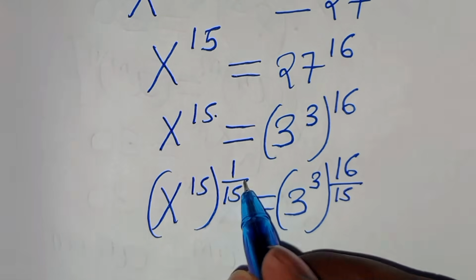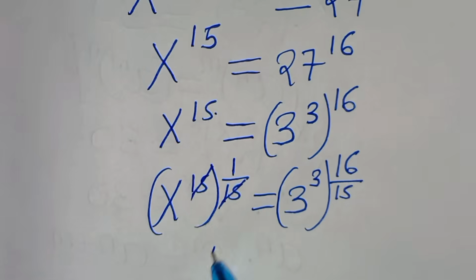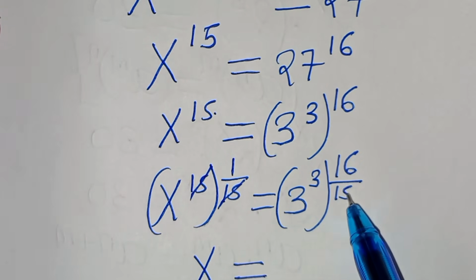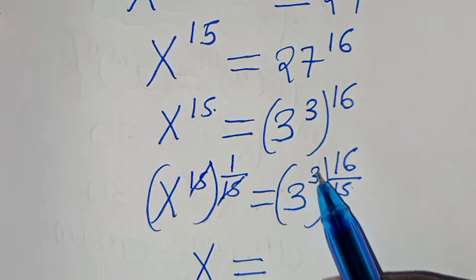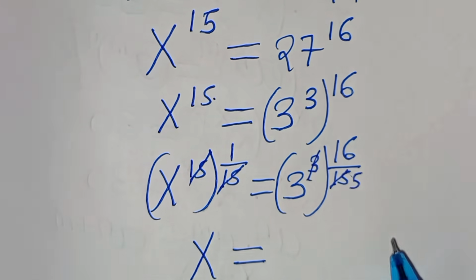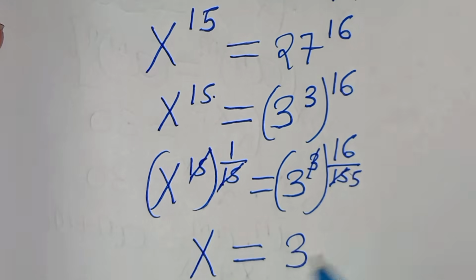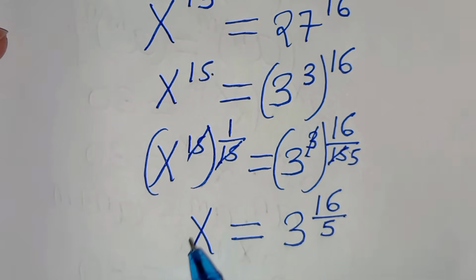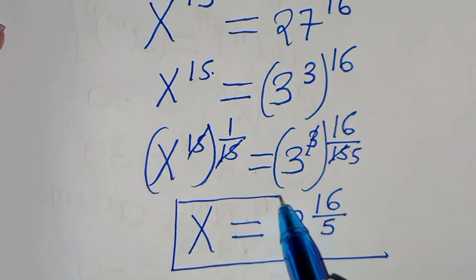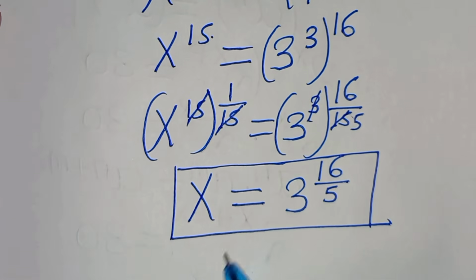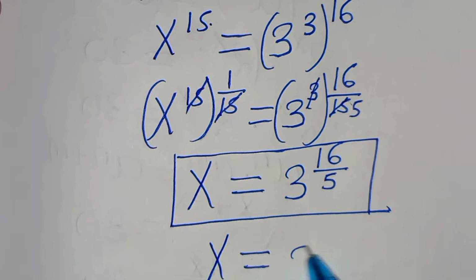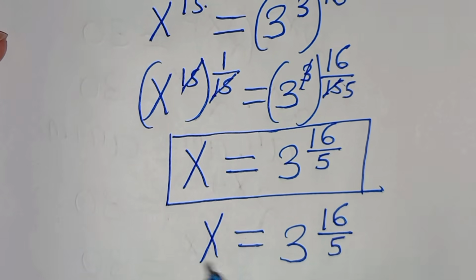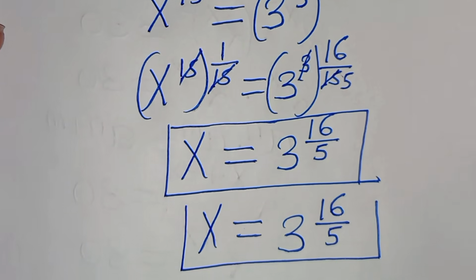Now, let's eliminate this 15 and 15 here so that we have x is equal to 3 and 15. Let's simplify 15. 15 divided by 3 is equal to 5. So this means that x is equal to 3 raised to the power of 16 over 5. So this is the value of x by applying method 1. So by method 1, the value of x is 3 raised to the power of 16 over 5.